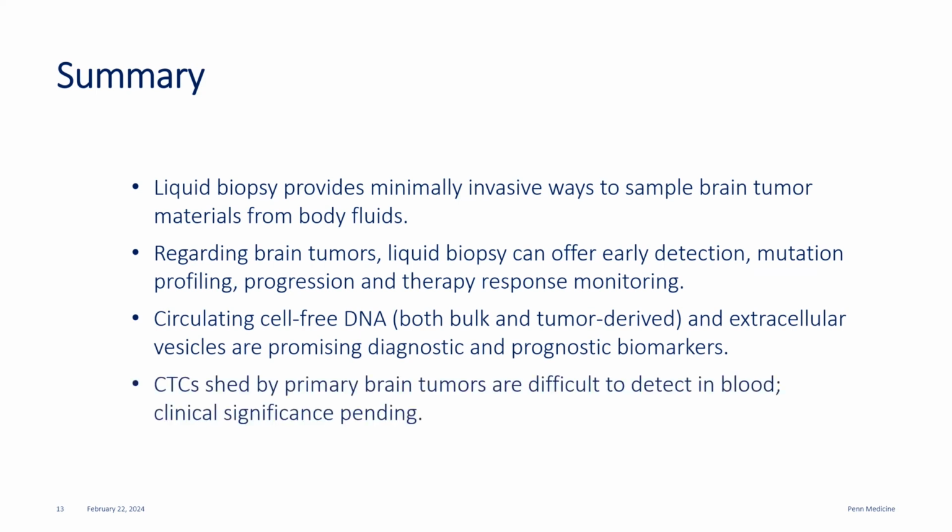Circulating tumor cells of primary brain tumors, on the other hand, are difficult to detect in peripheral circulation, and we're still investigating their clinical significance.